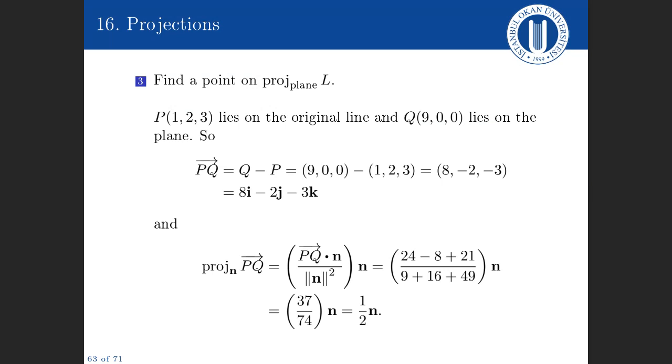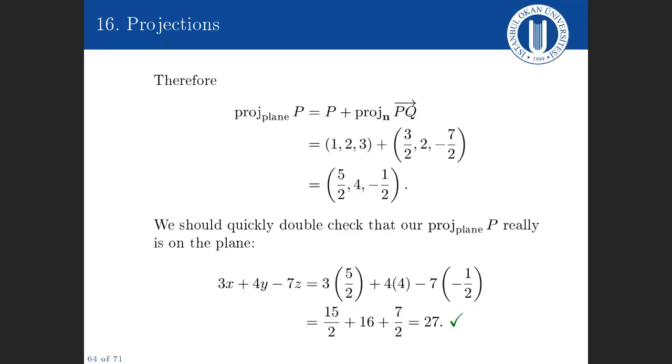So, step 3, find a point on the projection of the line onto the plane. The point (1, 2, 3) lies on the original line, and the point (9, 0, 0) lies on the plane. I took the equation of a plane, put y equal to 0 and z equal to 0, and saw I must have x equal to 9. So I take the vector PQ and project this onto n, and then add this onto P to get the projection of P onto the plane. It's P plus the projection of PQ onto n, to get (5/2, 4, minus 1/2).